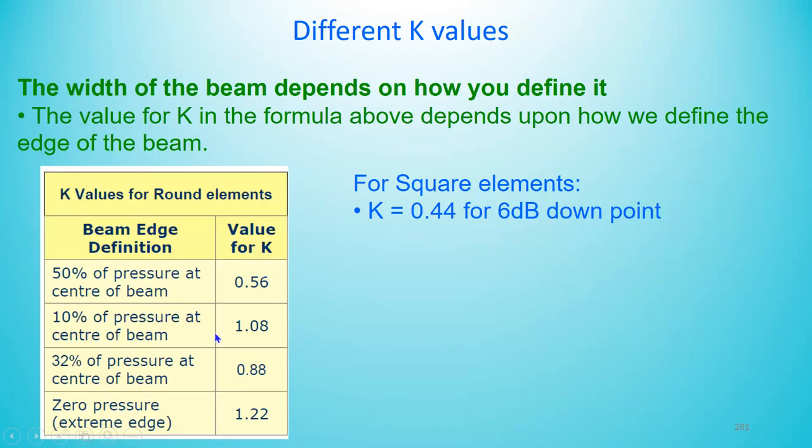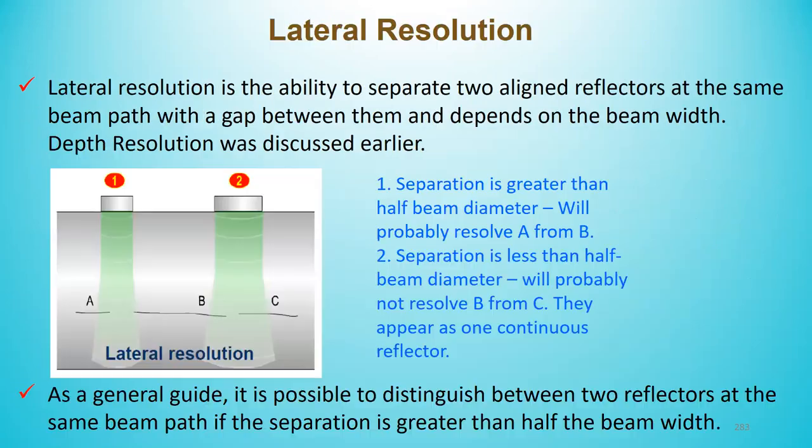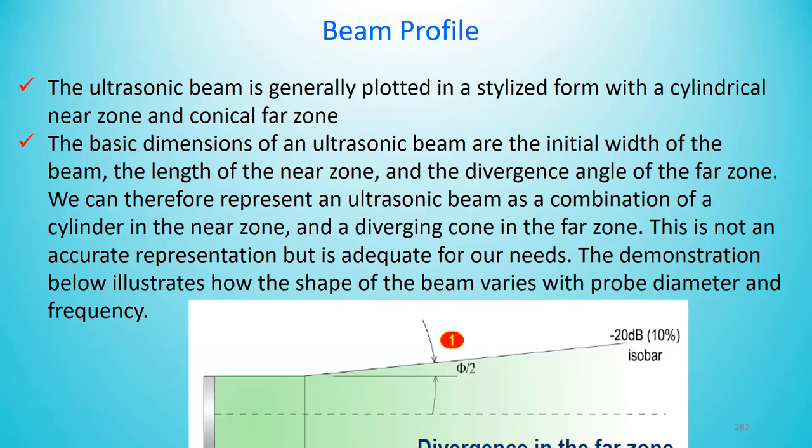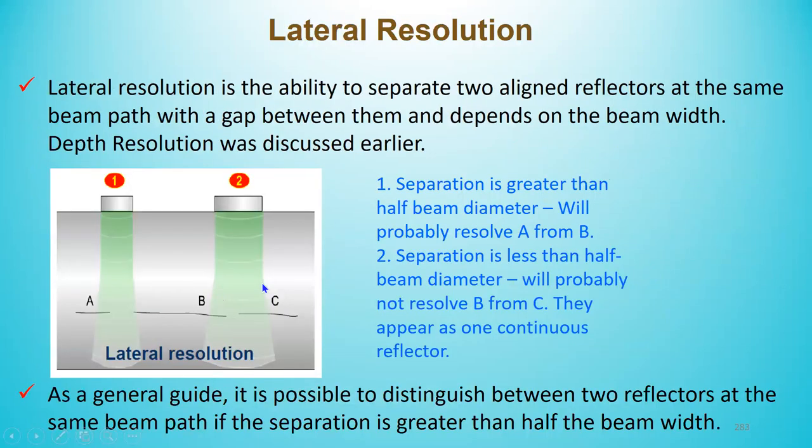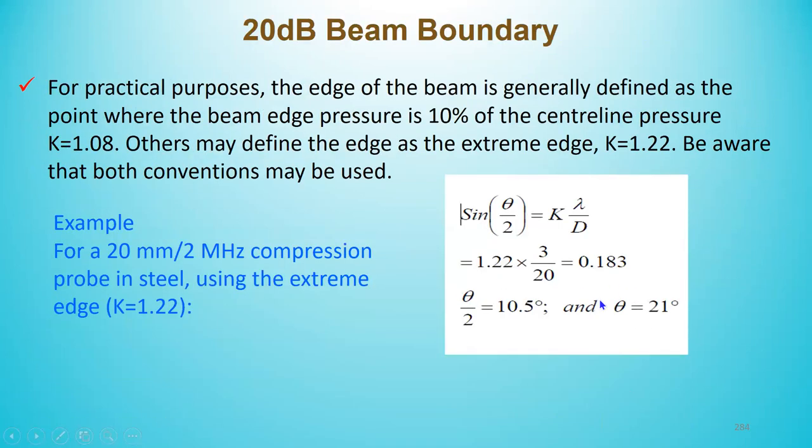K has different values for different positions. At 50% of pressure at the center of the beam, K is 0.56. At 10% of pressure at the center of the beam, K is 1.08. At 32% of pressure, K is 0.88. At zero pressure, the extreme edge, K is 1.22. So the maximum we can calculate is 1.22.